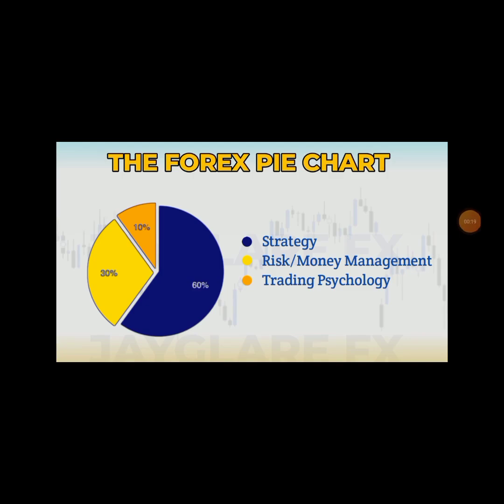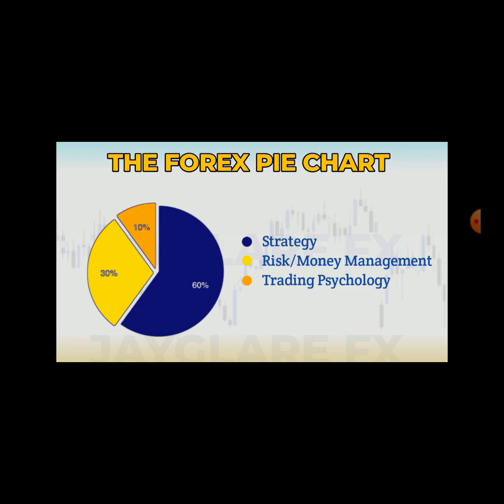First of all, we are going to talk about the Forex pie chart. The Forex pie chart is a chart that represents the percentage of the three major aspects of Forex, which are: number 1, strategy; number 2, risk and money management; then number 3, trading psychology.